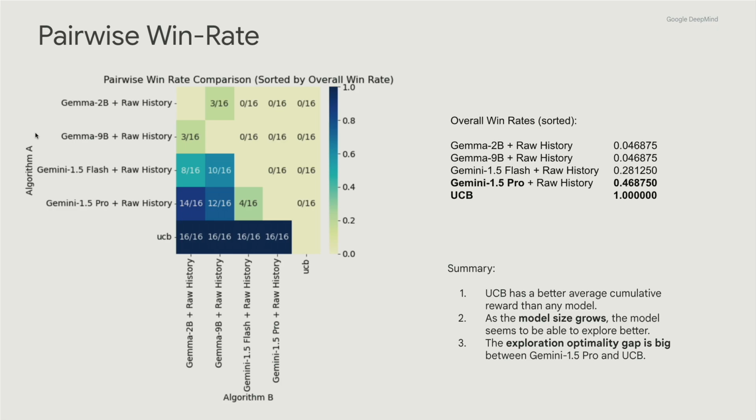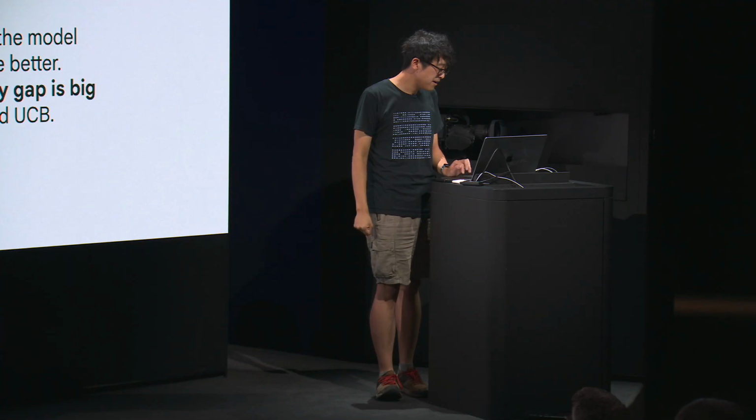But because we introduce so many different environments, we have 16 different configurations for the multi-arm bandit. We want to summarize the behavior of these models by computing their pairwise win rate over these domains. We can see that UCB is able to beat all the other LLM models in 16 out of 16 multi-arm bandit domains. So we can take the average of that and compute the overall win rate. What this tells us is that even though LLMs have some initial capabilities to explore, there's still a very large gap between them and what we know is optimal.